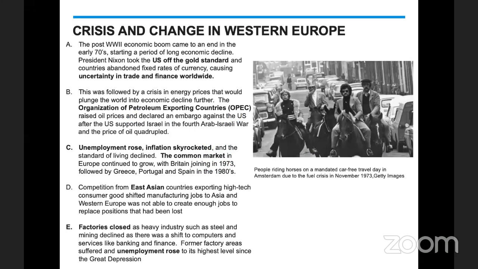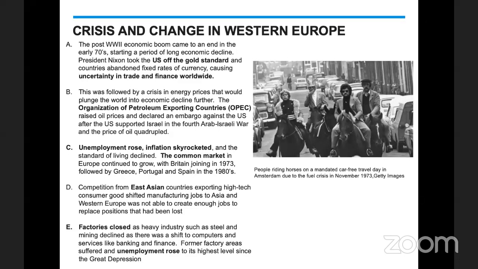All right, so we're going to pick up in the second half of the 20th century, talking about Western Europe and the crisis that they're facing, starting particularly in the 70s. The post-World War II era has this economic boom, and it comes to an end in the early 70s, started in part by Nixon, the president of the United States, taking the US off the gold standard. And we see chaos and change where countries are abandoning fixed rates of currency. This is affecting exchange rates. There's all this uncertainty, both in trade and finance.